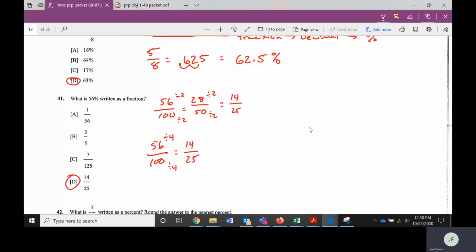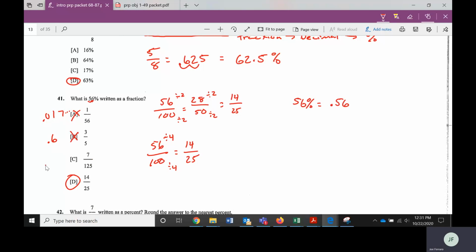Remember, the other way that works with multiple choice is you take your percent, go 1, 2, and write it as a decimal. So 56% is the same as 0.56. And now you would check these by dividing to see what their decimals are. So 1 divided by 56 is 0.017 something. Well, it's not 0.56, so that's out. 3 divided by 5 is 0.6, not 0.56. That's out. 7 divided by 125.